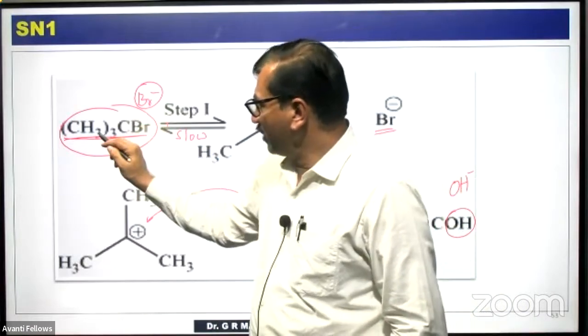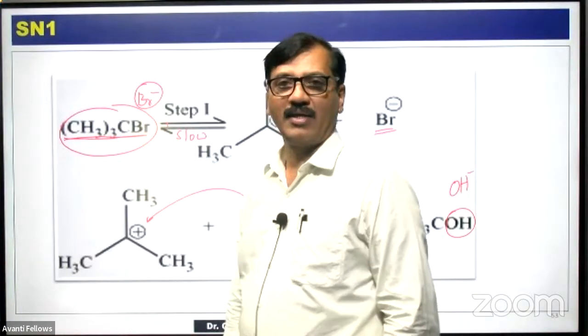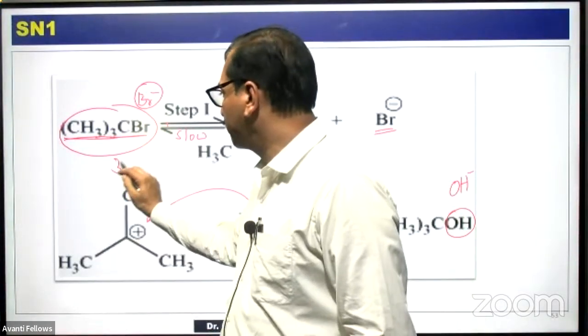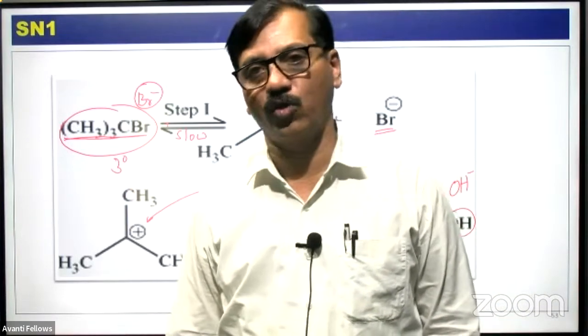And you can see about the molecule. It is (CH3)3CBr. It is a tertiary halide. Tertiary halide can form the carbocation more easily.